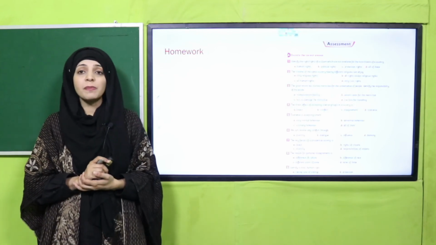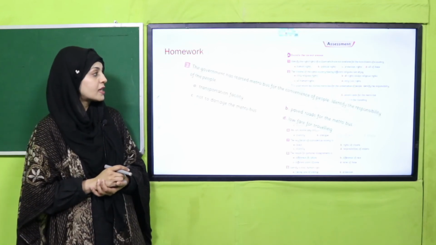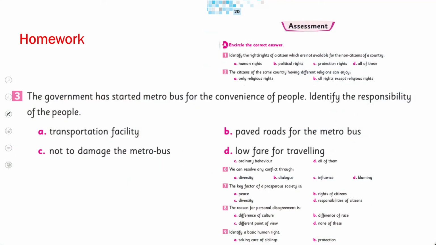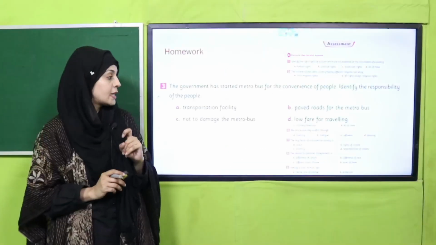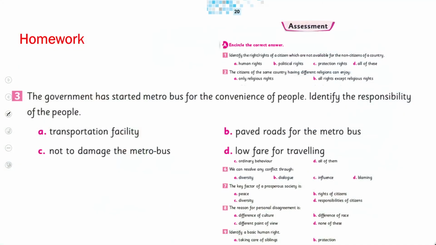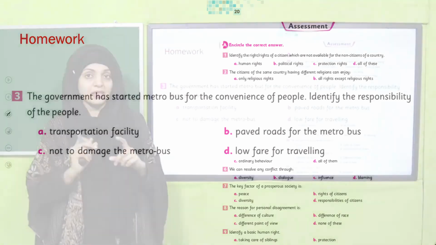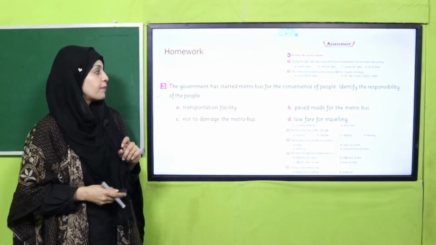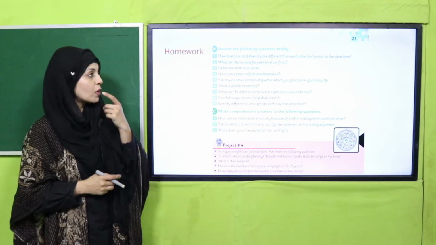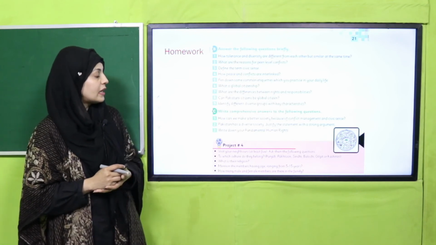Now for assessment, on page number 20, you will do the statement number 3. The government has started metro bus for the convenience of people. Identify the responsibility of the people. अब आपका right है कि आपको public transport मिले, metro bus आपको मिल गई. Now what is your responsibility towards it? Transportation facility, paved roads for the metro bus, not to damage metro bus, low fare for traveling. So what is the most appropriate responsibility? Circle that.